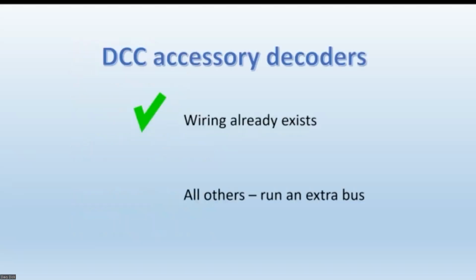Right, let's start with accessory decoders. Its good point is there's nothing to do. If you're a DCC user, you already have the bus. It's called your track. The track's already carrying the messages to your locos. Then we can simply tack on to that, anywhere along the track, an accessory decoder. And now it can receive messages. Whereas all the other systems require an added bus to carry the messages.